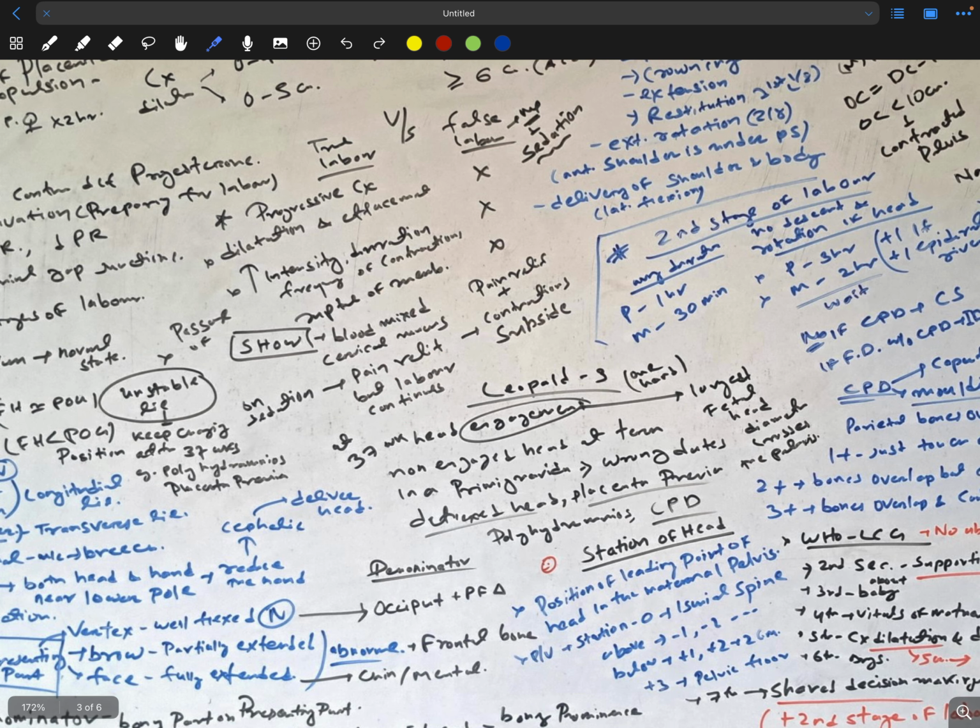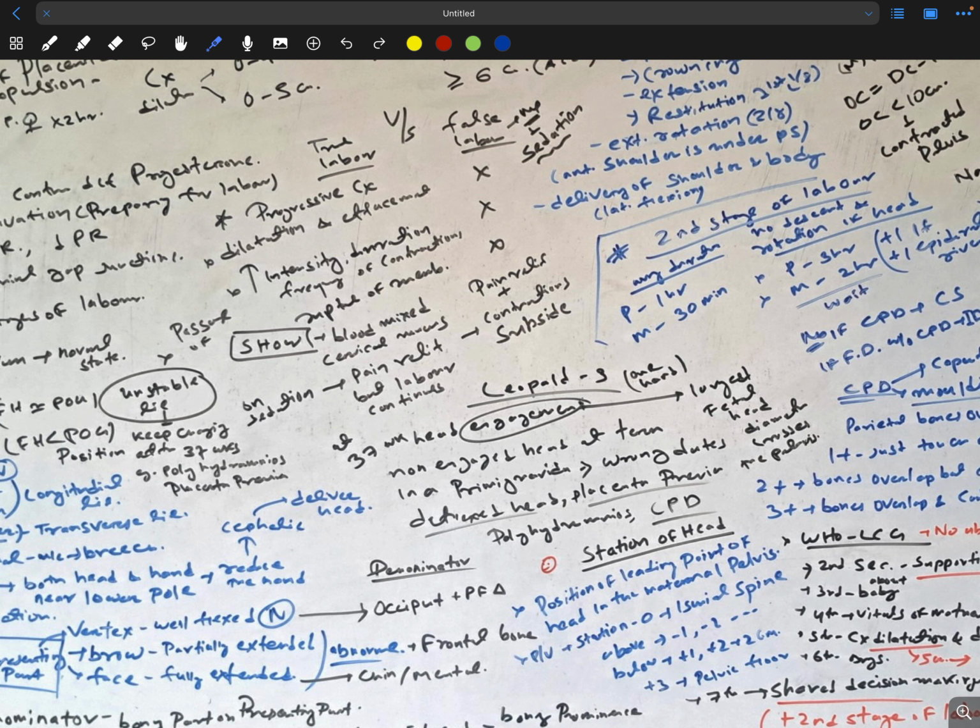Now we are going to discuss the Leopold maneuvers. We have 6 Leopold maneuvers. 3 we do while looking at the face of the patient, and another 3 we do while looking at the feet of the patient. The first Leopold maneuver is the fundal grip, and from it we know about the presentation, cephalic or breech presentation, and the lie, all these things.